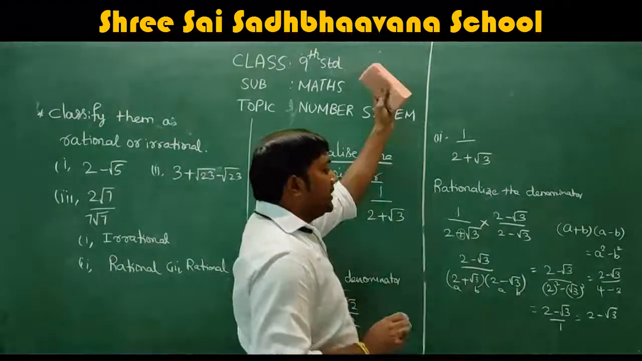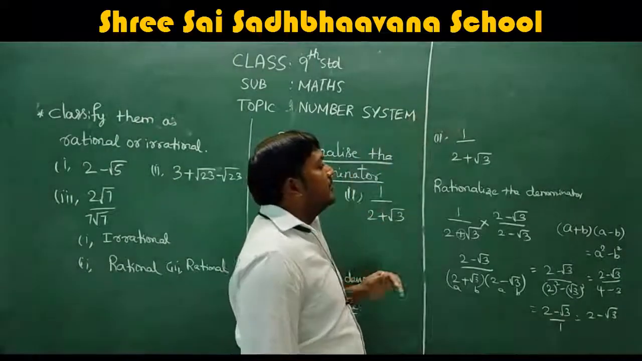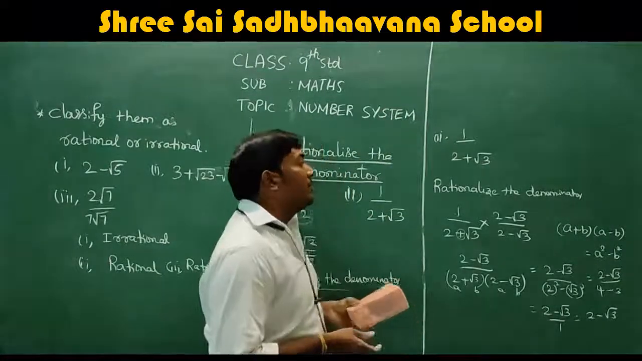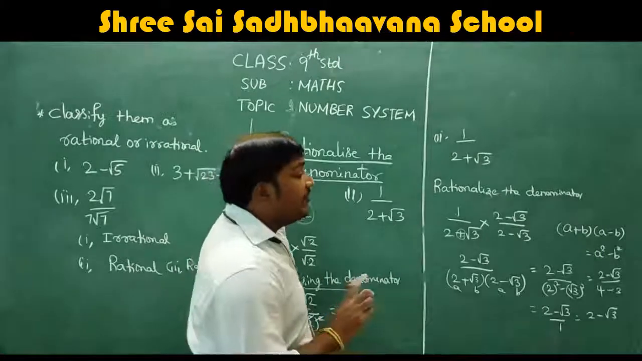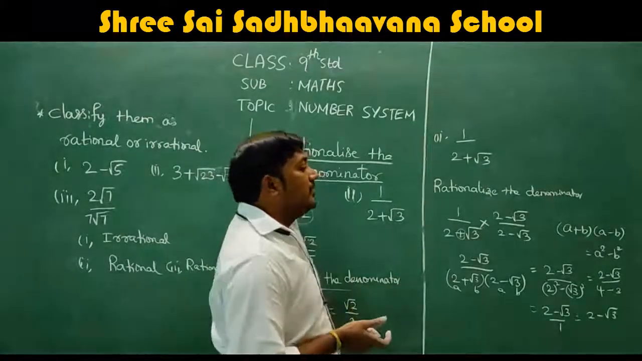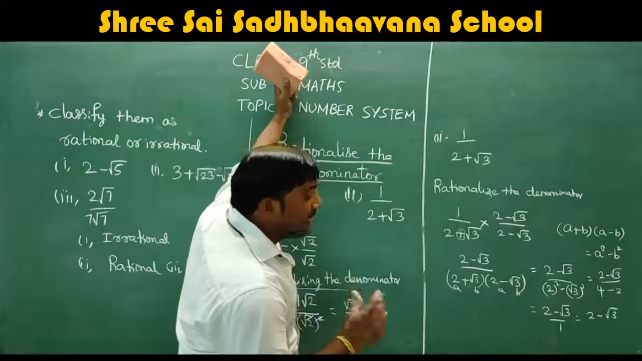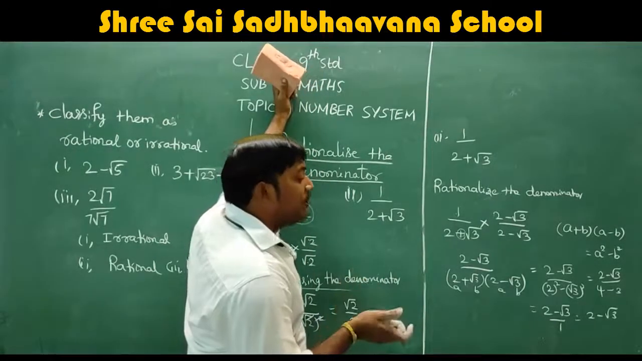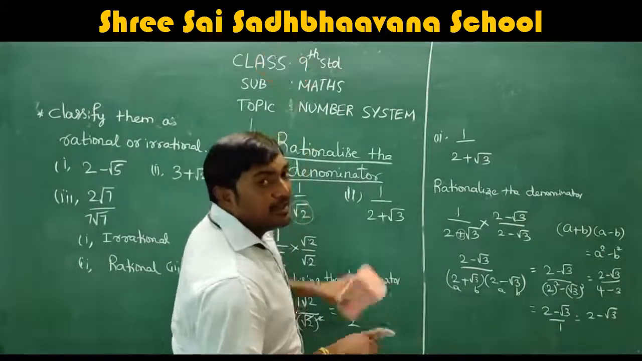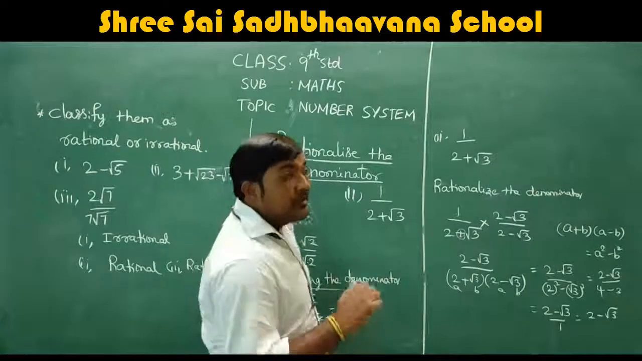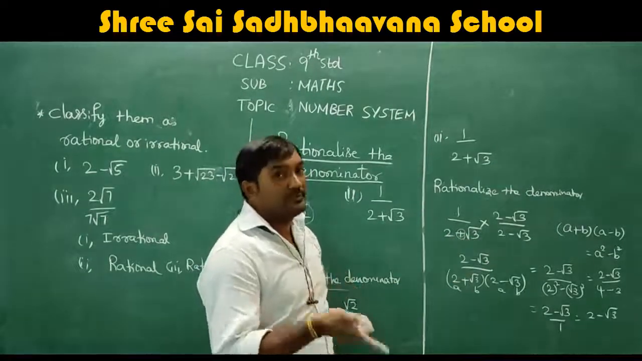Let me explain once again. We are rationalizing this irrational number, 1 by 2 plus root 3. We are rationalizing the denominator. Whenever you rationalize the denominator, if 2 plus root 3 is there, you take the same numbers and just change the sign. If plus is there, you make it minus. If minus is there, you convert it to plus. So 2 plus root 3 is there, you take 2 minus root 3.